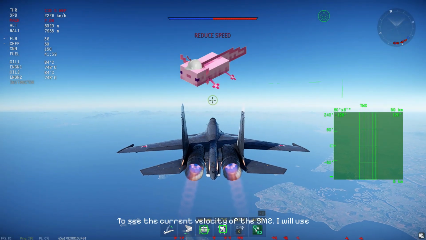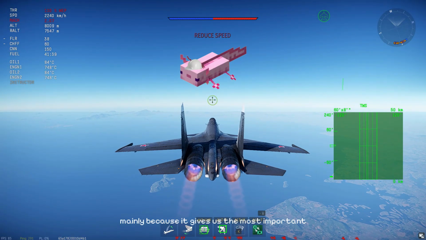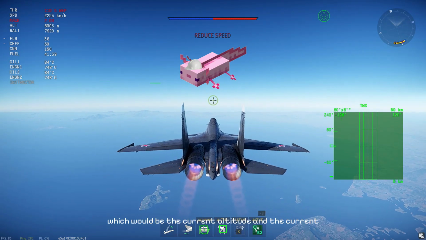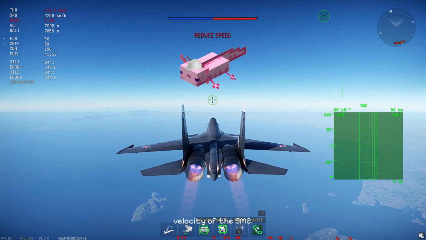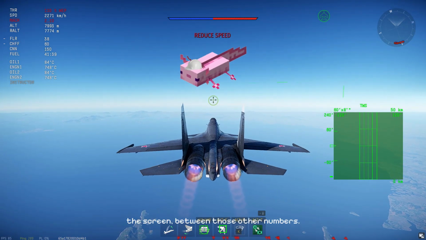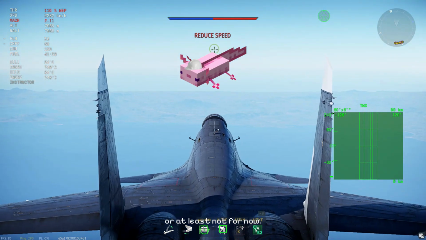To see the current velocity of the SM2, I will use the third-person view, mainly because it gives us the most important information, which would be the current altitude and the current velocity of the SM2. This crucial information is on the top left corner of the screen, between those other numbers. However, those other numbers don't really concern us, or at least not for now.